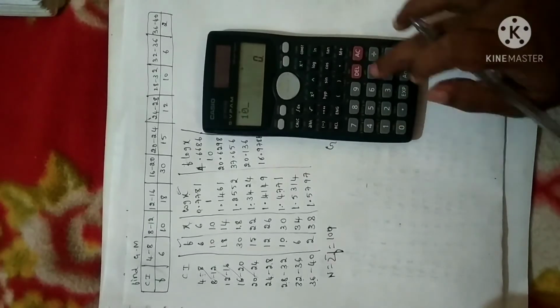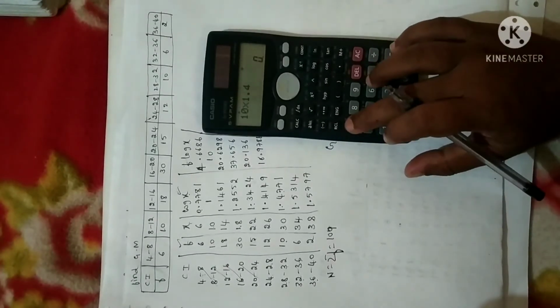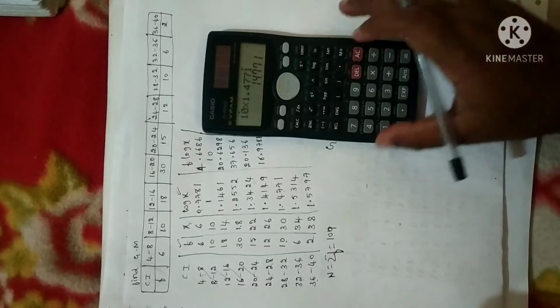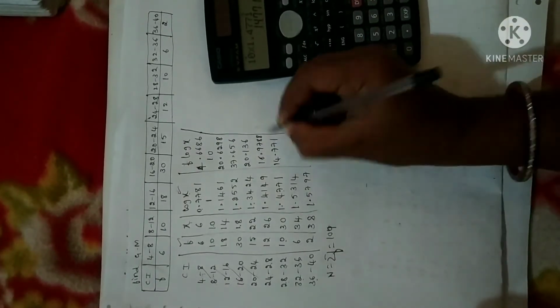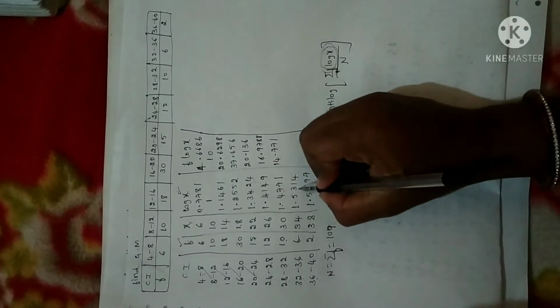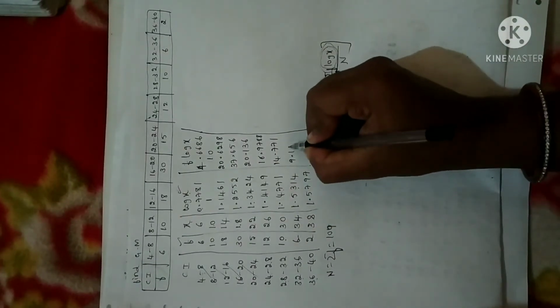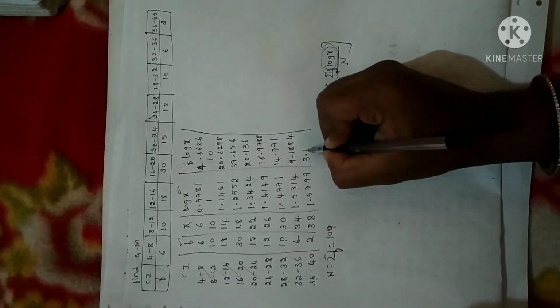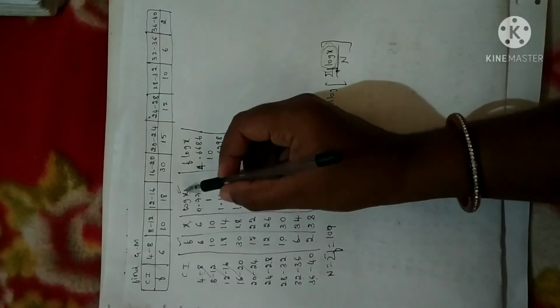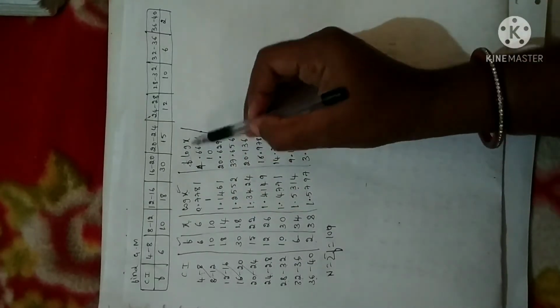Again 10 into 1.4771 is 14.771. Similarly 6 into this value is 9.1884. Next 2 into this value, 3.1594. So I have multiplied the f column with the obtained log x values. So I have obtained f log x.